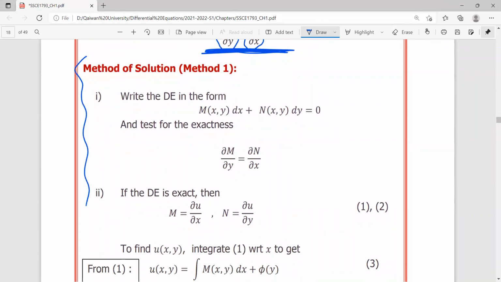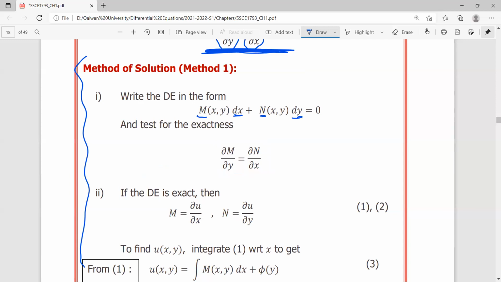So here, this is the method of solving a differential equation which is exact. We have M dx plus N dy equals 0. This is the test for exactness. If these two are equal, then we follow these steps. If not, we say it's not exact, so it couldn't be solved by this method. We should use another method for solving the differential equation.